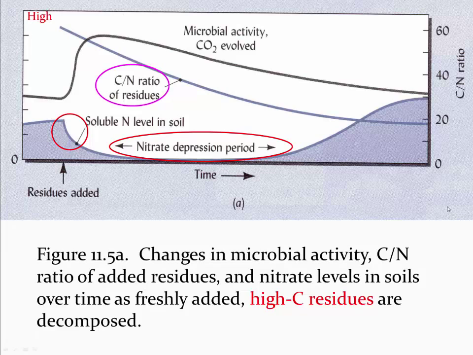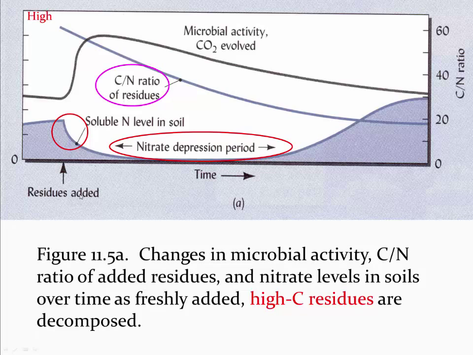Okay, this is a figure from the book again, and here we see the carbon to nitrogen ratio of high carbon organic materials starts very high and gradually decreases over the course of an annual cycle. So it starts out above that 40 to 1 ratio, and then it gradually drops to below that 40-to-1 ratio where it becomes more stable.